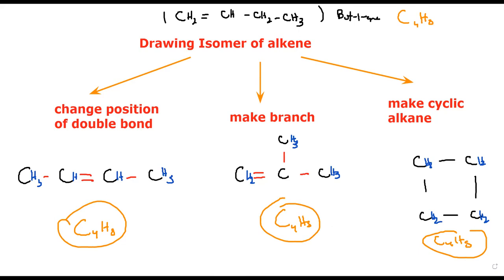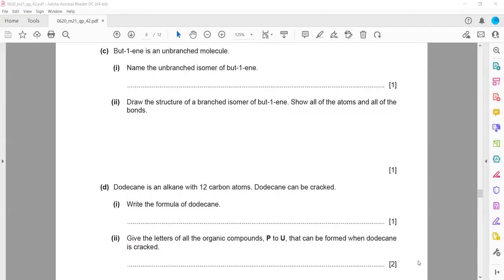So which one do we have to draw? We have to draw this one, the second one. As you can see in this part, they're asking to draw the structure of the branched isomer of butene. So we have to draw the branched one. That's how we drew the branched one, because but means 4 carbon. So there will be 4 carbon, but we want to make a branch. So 3 of them we draw in a straight line and 1 as a branch up or down.